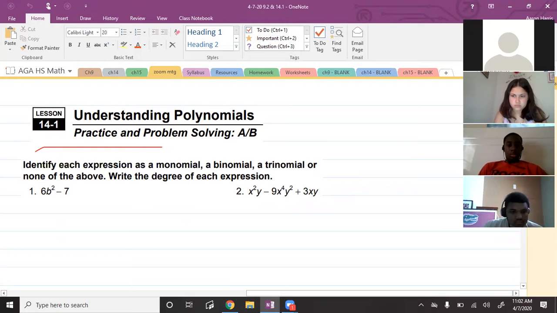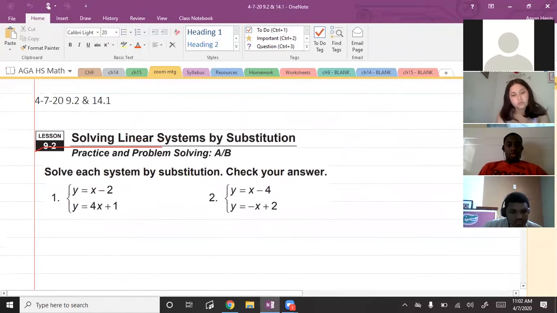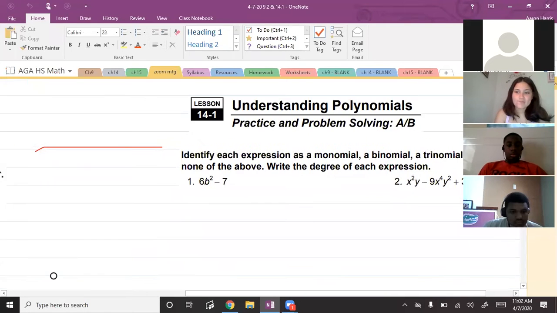So naturally I have two different classes going on. I got 14.1 sitting there, I got 9.2 sitting here. I'm going to start with the 9.2 lesson and just go through some of the different things there. And then I'll circle over to chapter 14.